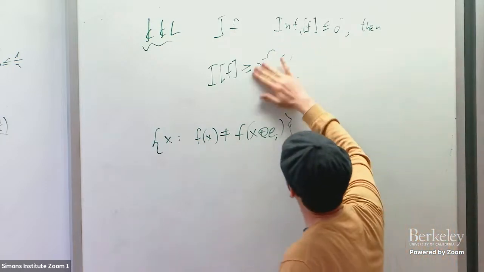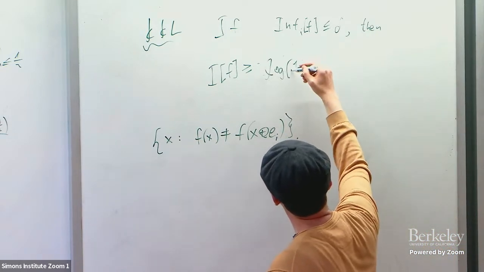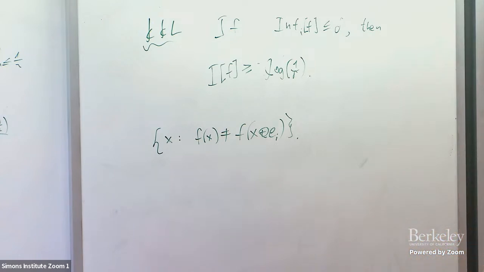Yeah, that's sorry. Yeah, it should be log 1 over alpha, the other way. It was less than 1. Thanks.